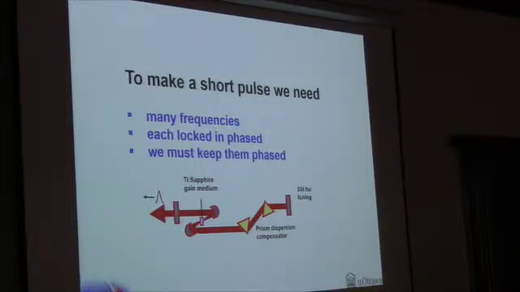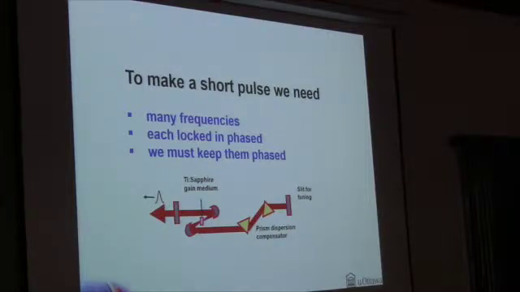We have to link the frequencies, we have to find a way. I want to end up this part, and then just for the last part of my talk, I want to make the jump towards the basic ideas in strong field processes. So in order to make a short pulse, somehow we must lock the phases. So we need three things. We need many frequencies, a large bandwidth. We need a spectral bandwidth that's big. We need each frequency locked to the others, kept in phase with the others.